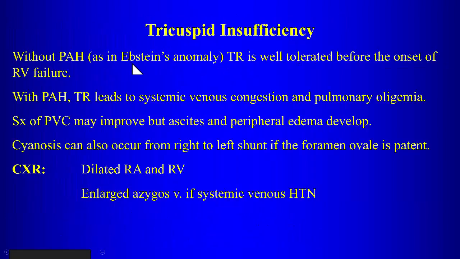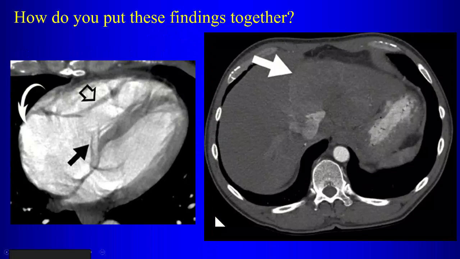To make the diagnosis of Epstein's. Without pulmonary artery hypertension, tricuspid regurg can be well tolerated before you get right ventricular failure. With pulmonary hypertension, though, tricuspid regurg can lead to systemic venous congestion and pulmonary oligemia. Actually, the blood flow to the lungs can be decreased. So if there are signs of pulmonary venous congestion, that might improve, but you'll get ascites and peripheral edema in that case. If there's a patent foramen ovale, the elevation of the pressures in the right atrium can lead to right to left shunting through a patent foramen ovale. So dilated right atrium and right ventricle is what we can see with tricuspid insufficiency.